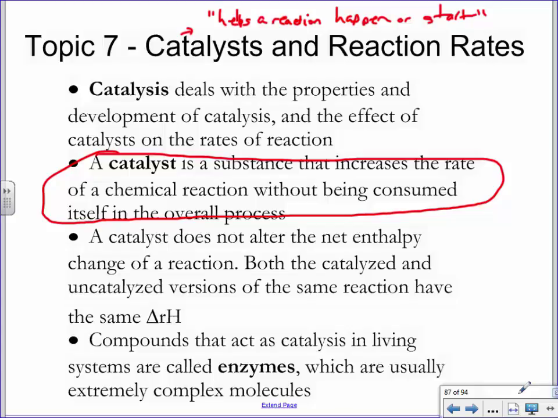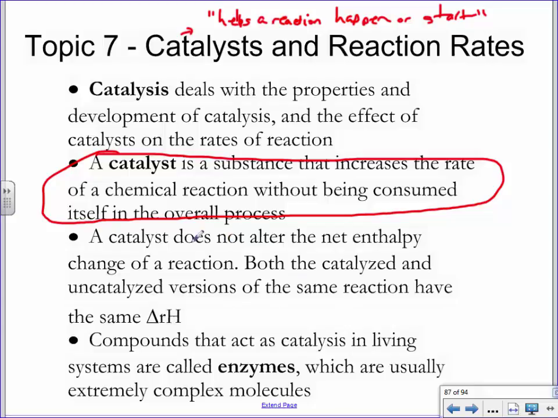Rate of reaction, that's maybe another fancy way of saying, does the reaction happen quickly? You know how some reactions happen like, bang, in a second, and some reactions take years, like say rusting takes a long time. A catalyst just speeds things up, it makes it more effective.